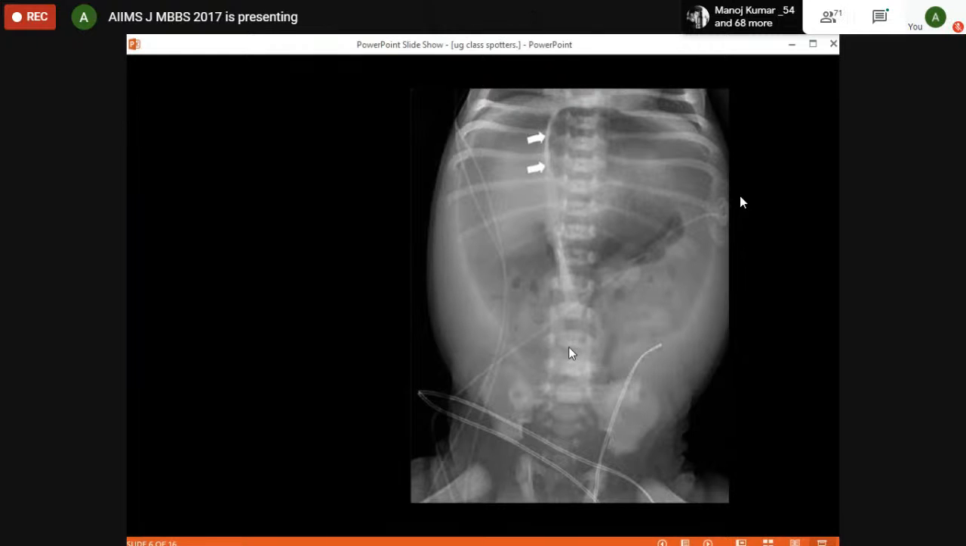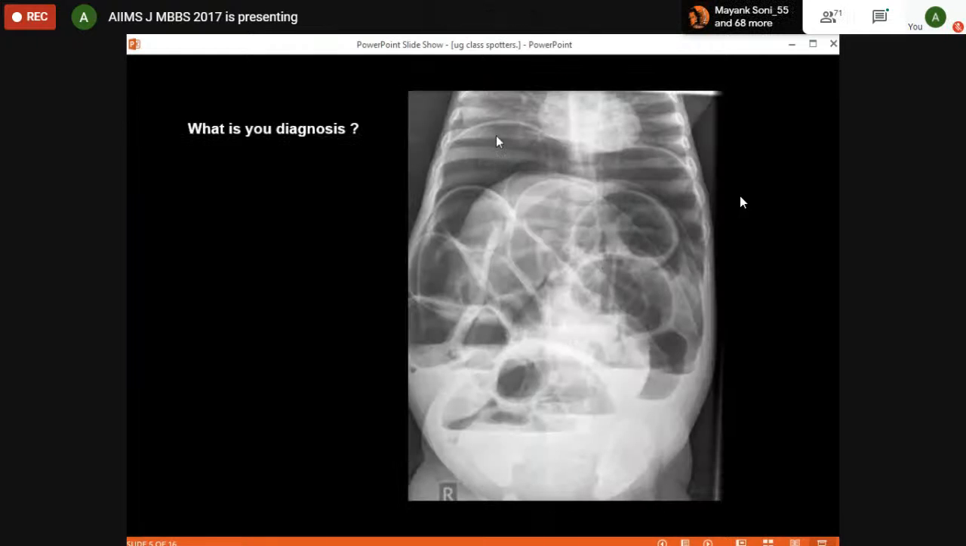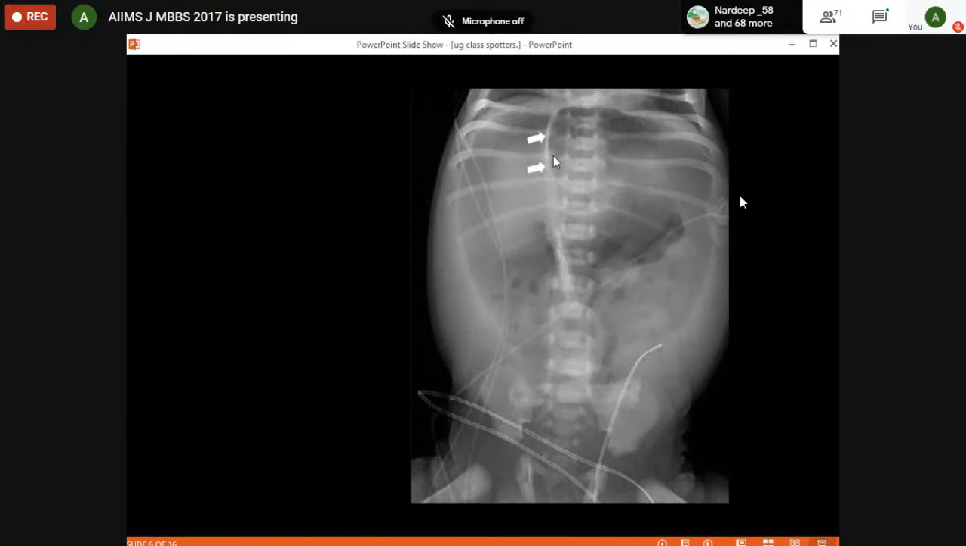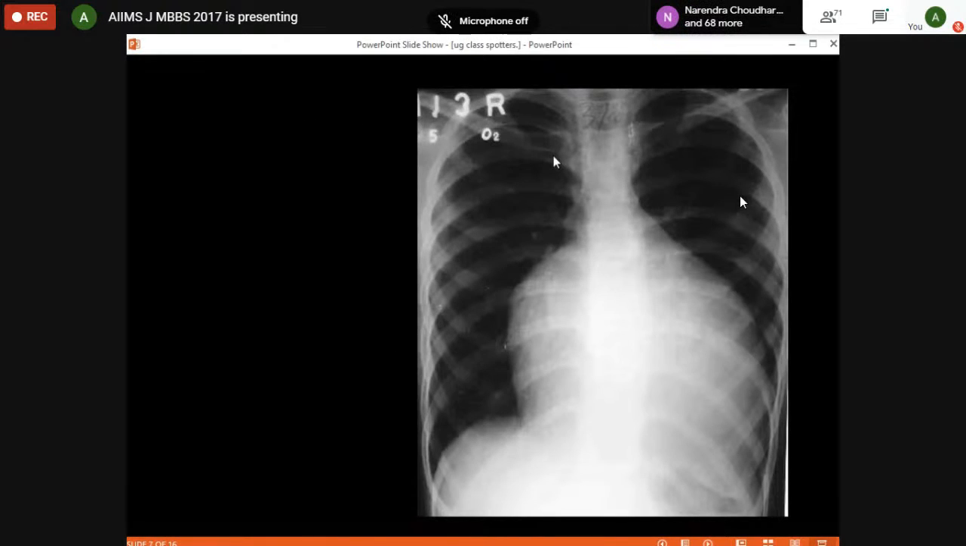But the most important thing you all need to remember is that whenever you see free air or gas under the diaphragm, that means it could be pneumoperitoneum and you should suspect pneumoperitoneum. Okay. So we'll go with the next question. So what is your diagnosis?